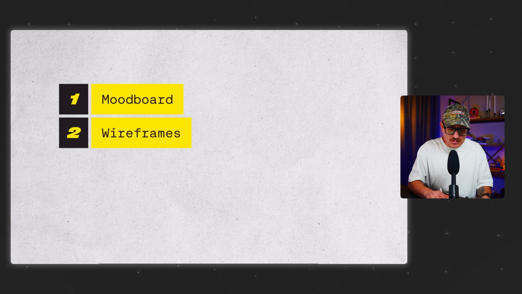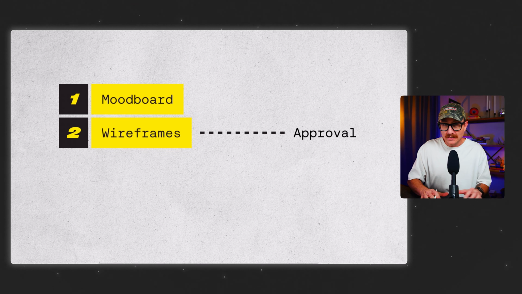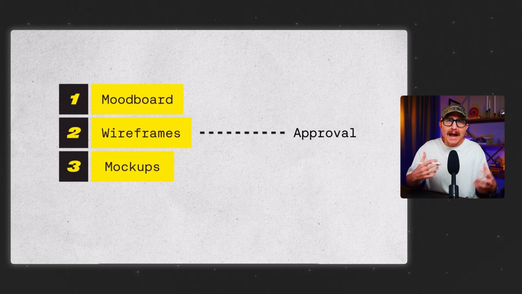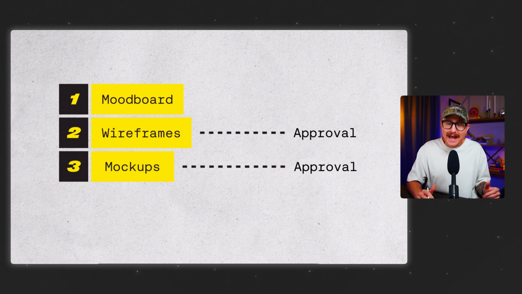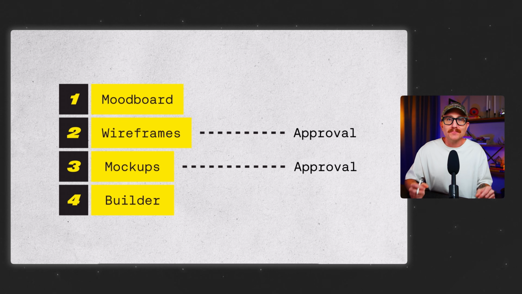So you go from mood board, and then you go to wireframes. After that, you get approval. Once you get approval, then you go to these high fidelity mock-ups of what the website is actually going to look like before you start building them. Then you got to get approval on that. And then after all that is done, then finally you start to build the website.